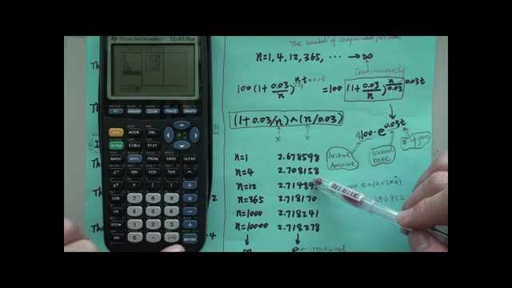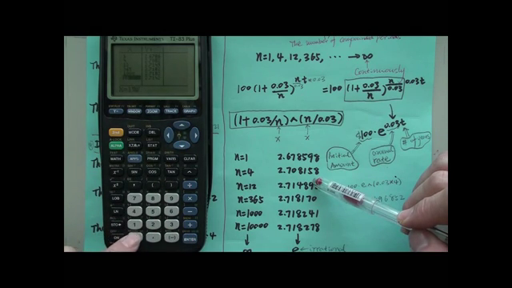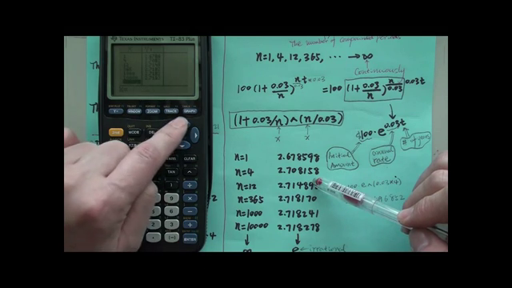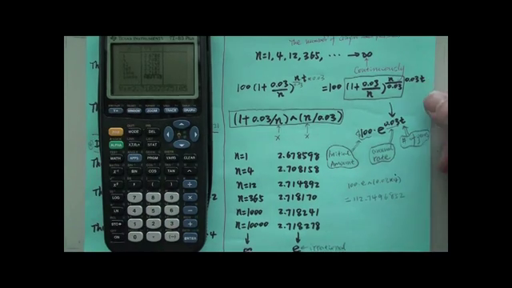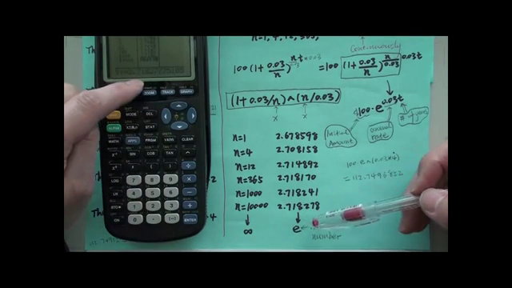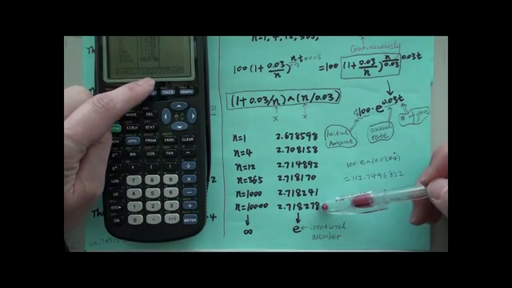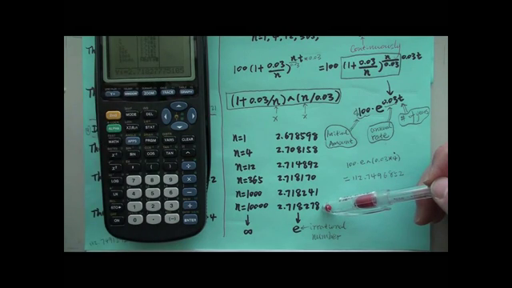And then input 365, hit enter, 1,000, hit enter, and then 10,000. Hit enter. You can see the value here: 2.718278 rounded up.